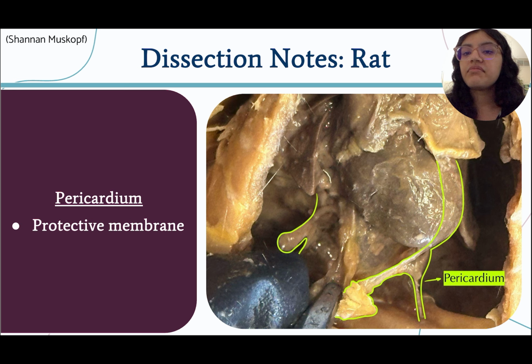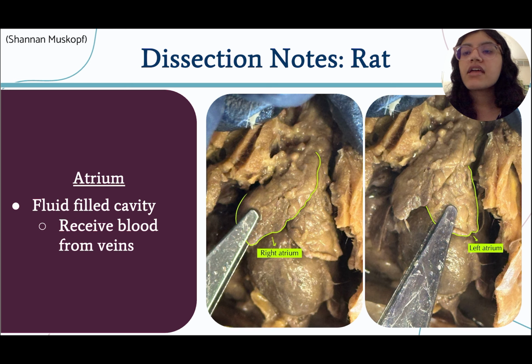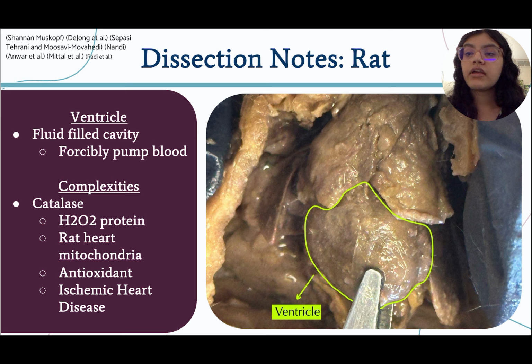Next is the protective membrane called the pericardium, and this membrane protects the heart from friction against the other organs that the heart is surrounded by. And the rat's heart is four-chambered, meaning it has two atria, right and left, and two ventricles, also right and left. The atrium is the cavity that collects blood from veins from all around the body. Then the blood from the atrium is pumped down into the ventricle, and then the ventricle forcibly pumps this blood to the rest of the body.